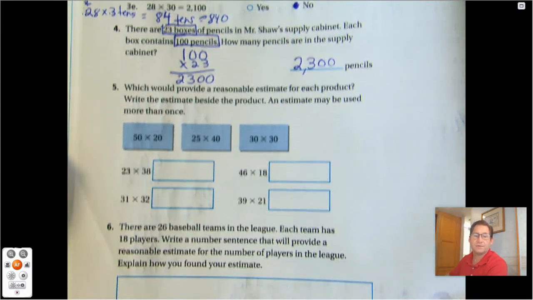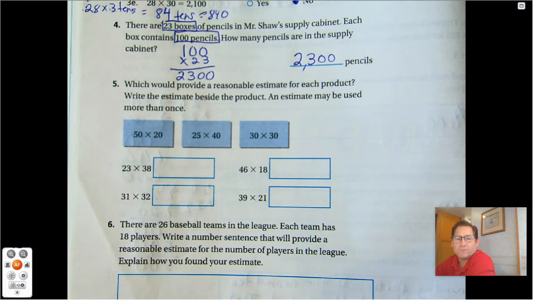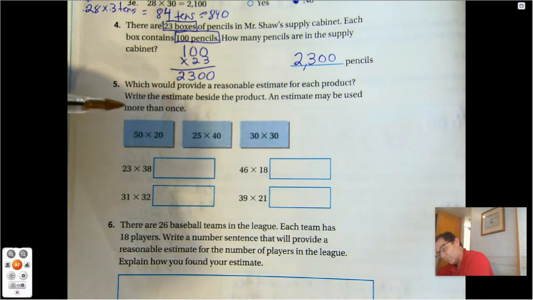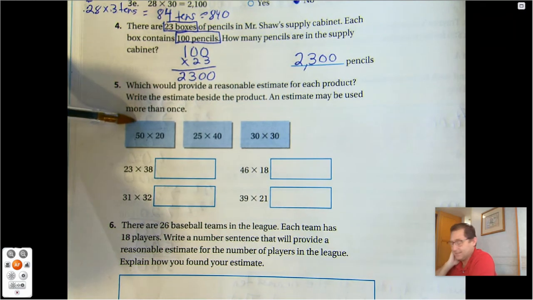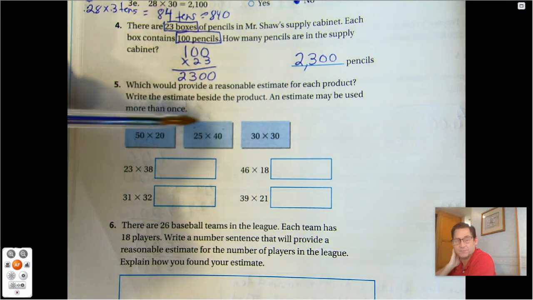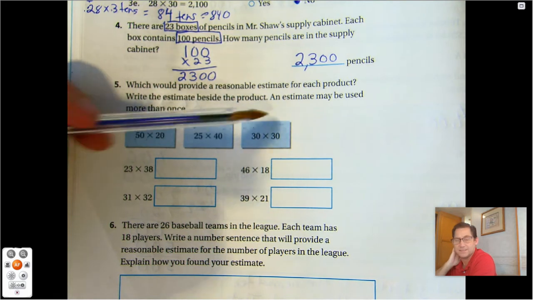Number 5. Which would provide a reasonable estimate for each product? Write the estimate beside the product. An estimate may be used more than once. All right, so I see that these are probably rounded to the tens. This is compatible numbers, and this one's probably rounded to the tens.